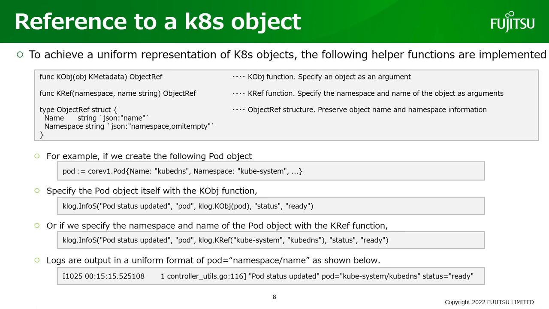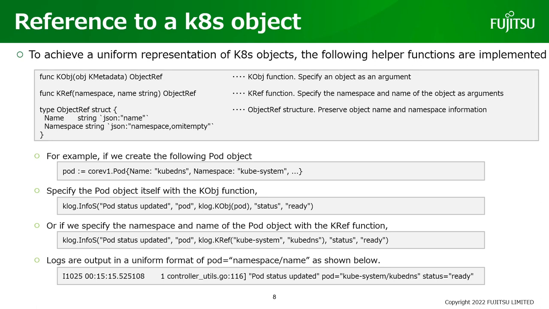The values to be put in the key value pair part can be arbitrarily determined by the developer of the code, so there is a possibility of variation in naming. For example, when representing a pod, use only the pod name, or the namespace is included, or use UUID. To achieve a uniform representation of Kubernetes objects, structural logging created a helper function to format it in a specific way.